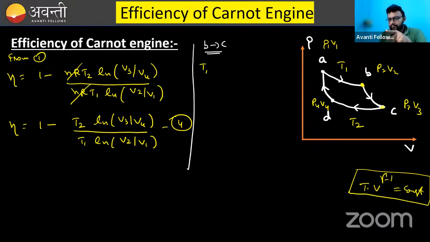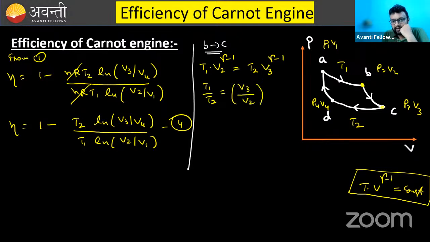So I am placing the values in this relation. Temperature at B is T1, volume is V2. T1 V2 raised to the power gamma minus 1 is equal to, at C, temperature is T2, volume is V3 raised to the power gamma minus 1. So can you see that T1 over T2 is equal to V3 over V2 raised to the power gamma minus 1? Let it be equation number 5. You need to put these values to get a better result, which is more feasible. This is for process BC.